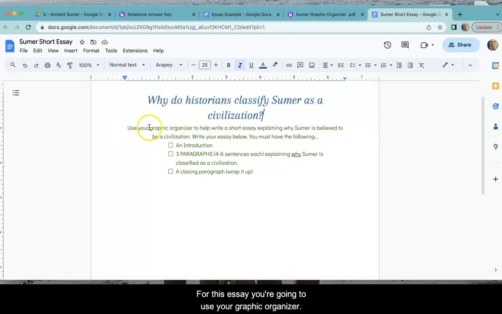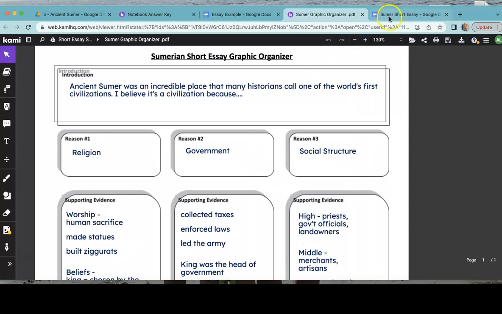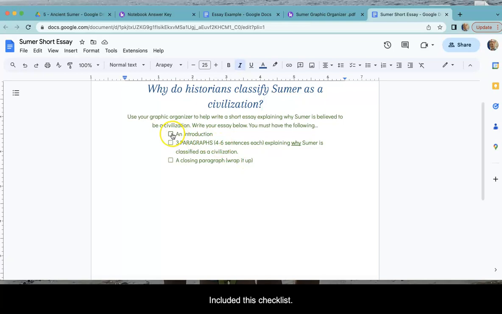For this essay, you're going to use your graphic organizer that looks like this here, and I will go into detail about that shortly. You will use your graphic organizer to write an essay explaining to me why historians classify Sumer as a civilization. You're going to need an introduction, 3 paragraphs, and a closing paragraph. So to wrap it up, I've included this checklist for you to go back and reread and make sure you have included these things when you are finished.